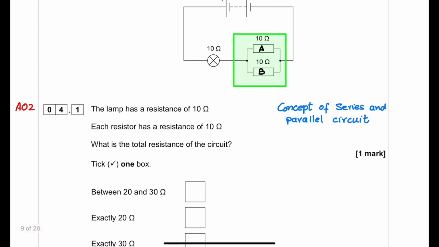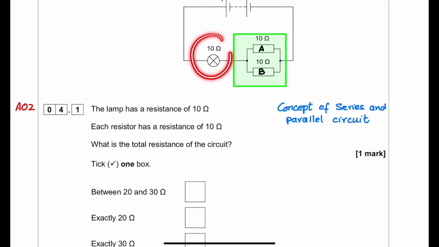If you look here, resistor A and B are parallel to each other. As they are parallel in the circuit, the total resistance of the two resistors is less than the resistance of each individual resistor. Therefore the total resistance of this parallel circuit is less than the resistance of individual resistor A and B. As A and B are both 10 ohms, the resistance of this circuit is definitely less than 10.